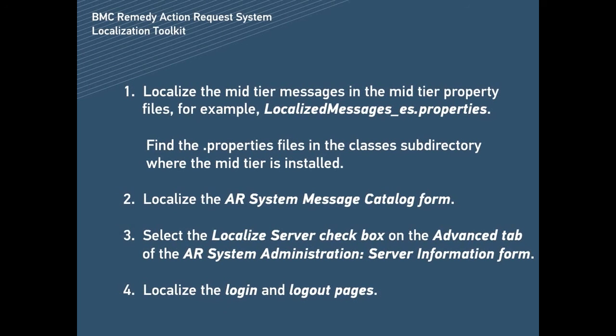Finally, you'll want to localize BMC Remedy mid-tier. To do so, follow this process. Step 1. Localize the mid-tier messages in the mid-tier properties files. For example, for a Spanish locale, you would localize the localized messages _es.properties file. You can find the .properties files for the localized languages that BMC supports in the classes subdirectory where the mid-tier is installed. Step 2. Localize the AR System Message Catalog form. Step 3. Select the Localized Server checkbox on the Advanced tab of the AR System Administration Server Information form. Step 4. Localize the Login and Logout pages. For more details, see the white paper called Localizing Your BMC Remedy Action Request System Application.